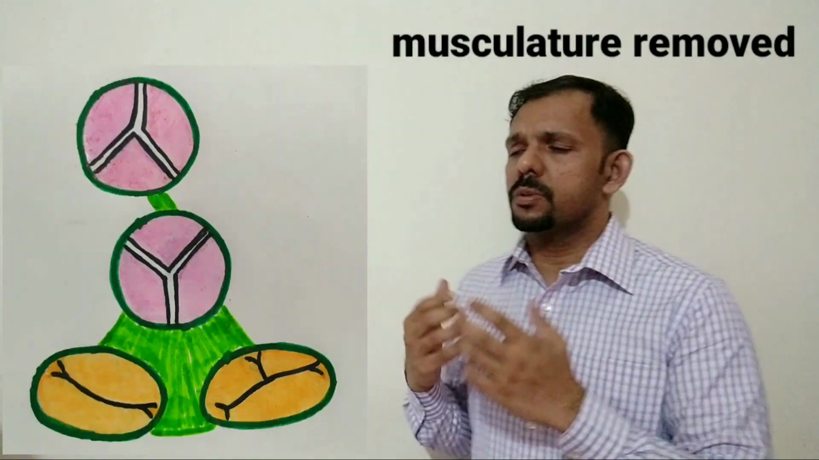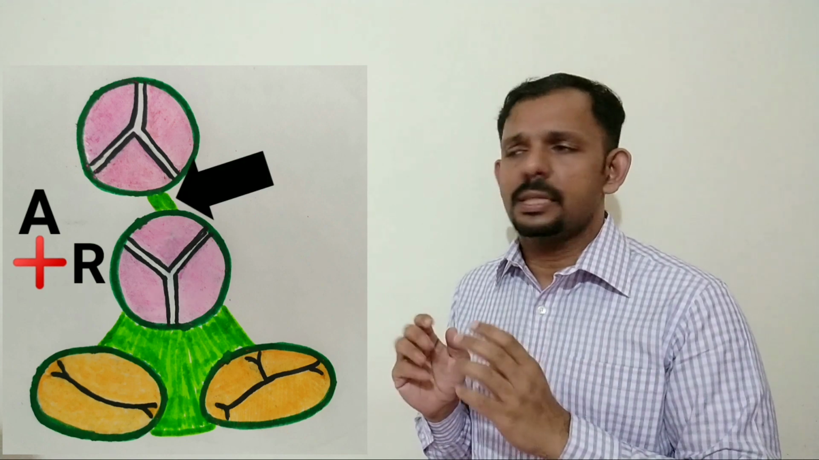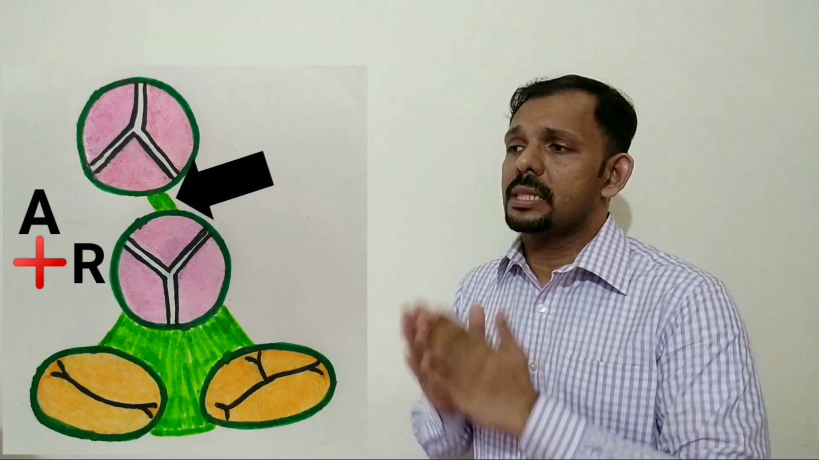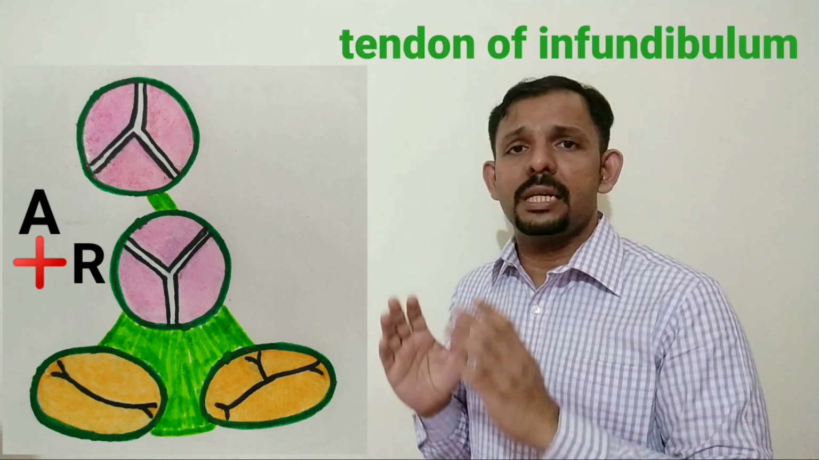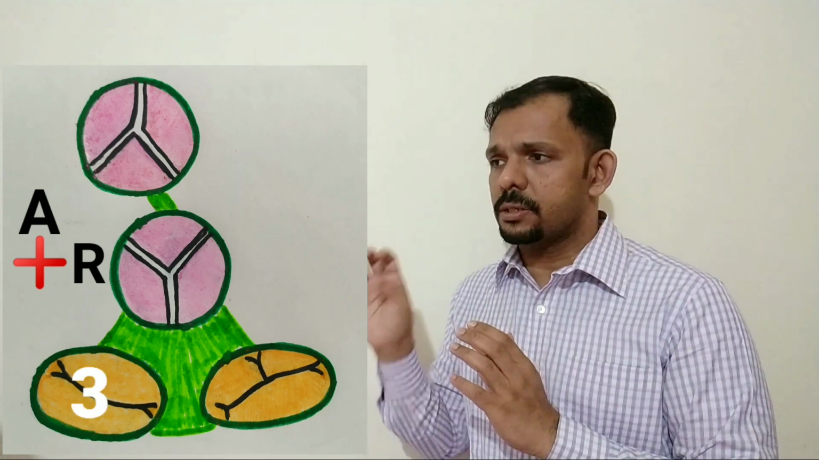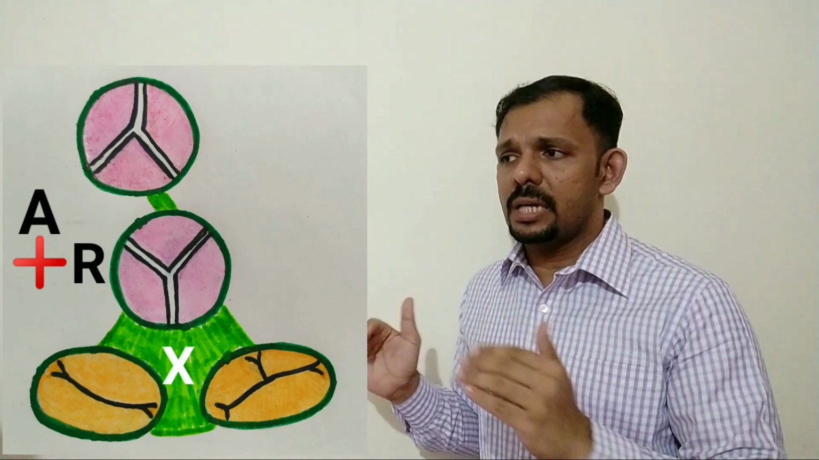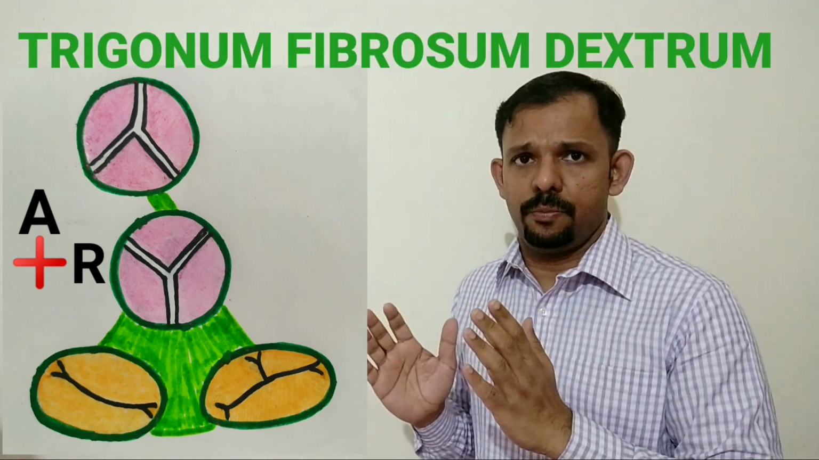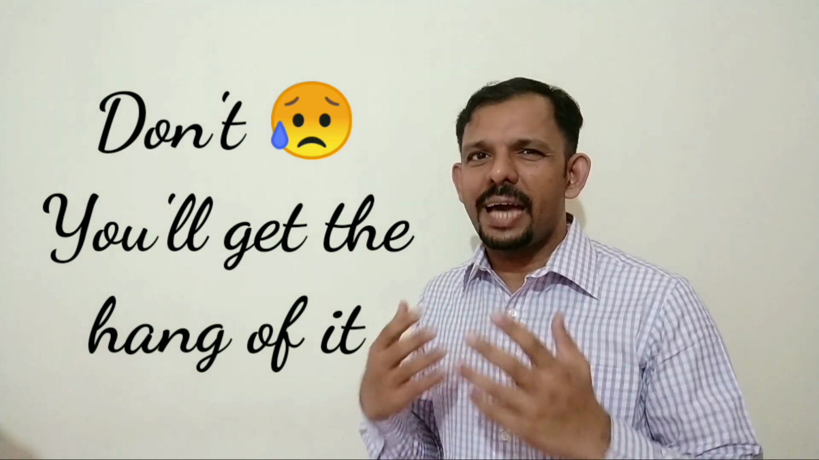Now what you're supposed to look at over here is between the pulmonary orifice and the aortic orifice, you can see a green line. This diagram, of course, is a schematic representation. So what we're showing there is a connection between the fibrous ring of the pulmonary and the aortic. That is known as the tendon of infundibulum. Now, between the mitral, the tricuspid, and the aortic, you can see there's a green area. That is basically the fibrous tissue shown as a roughly triangular area. That is called trigonum fibrosum dextrum. I know the names are a bit difficult, but you'll get the hang of it, don't worry.